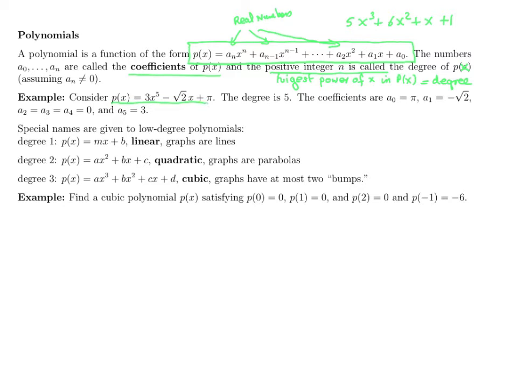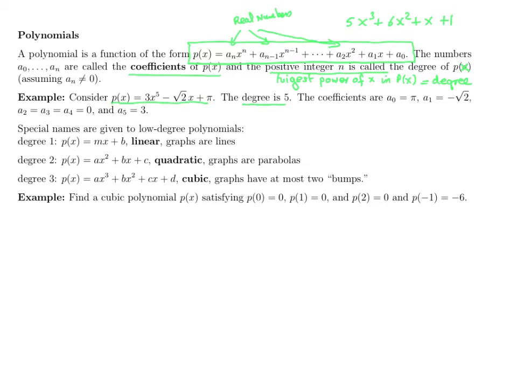It's 3x to the 5 minus the square root of 2x plus pi. You see that some of these a's are 0 in this, because the power x to the 4 doesn't appear here, so its coefficient is 0. And the degree here is the highest power appearing in the polynomial, so that's 5.